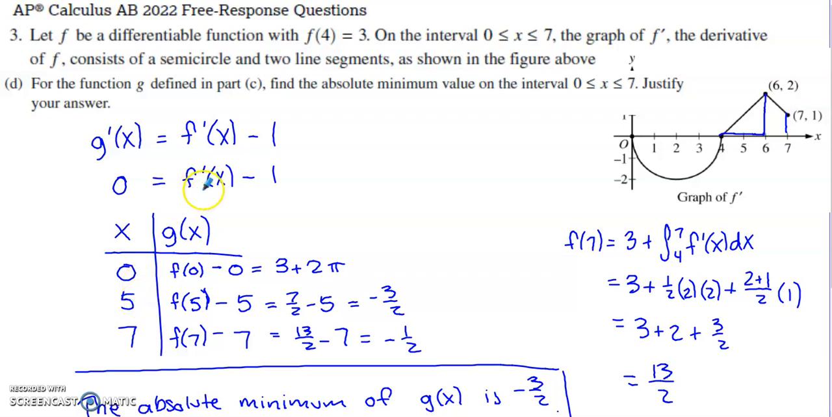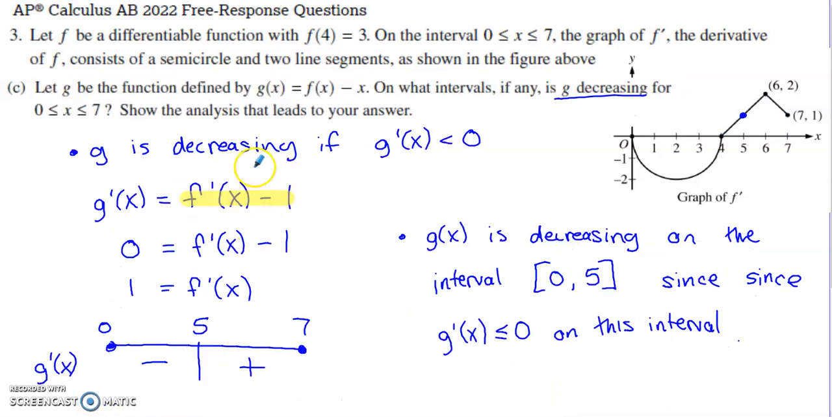Now I would need to know what my value of g is at each of these candidates. So at 0, this was a calculation from back in part A, right? F of 0, we found that, so I'm literally just plugging into, now I don't have g anywhere on this screen, do I? I'm literally just plugging into the definition of g right here, right? So f of 0 minus 0 for g of 0. f of 5 minus 5 for g of 5. And then the same thing for 7.